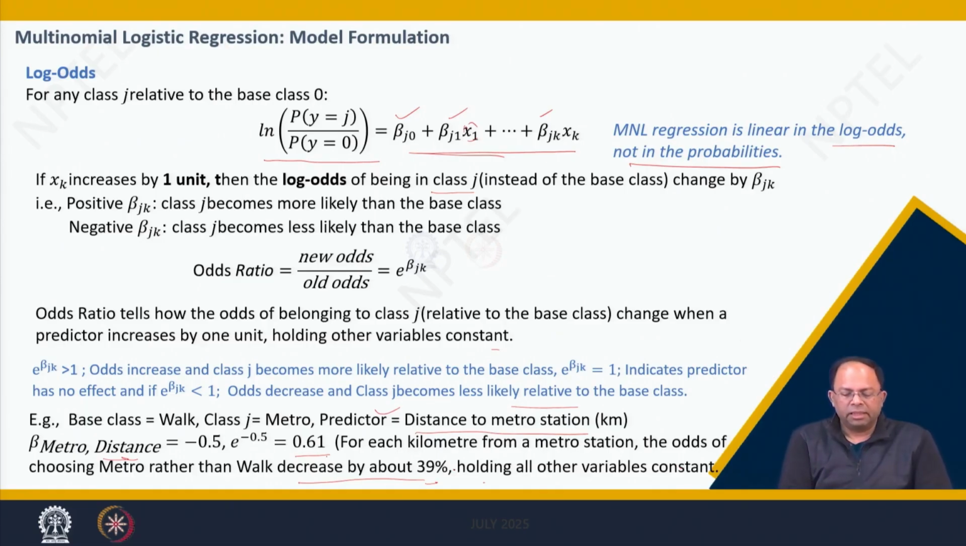So this decreases by 39%, that is 1 minus 0.61. So it is decreases, right? Or it could be increases in that way as well. In that case, we will take 0.61. Because we are saying that for each kilometer from the metro station, the odds of choosing metro rather than walking decreases by 39%, considering everything else is constant.